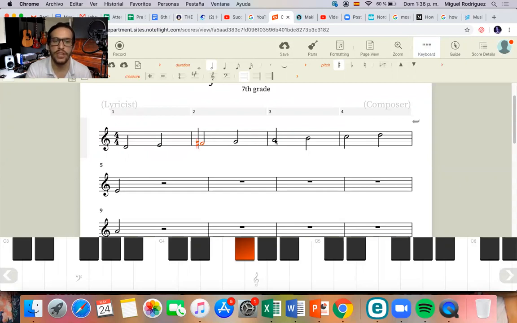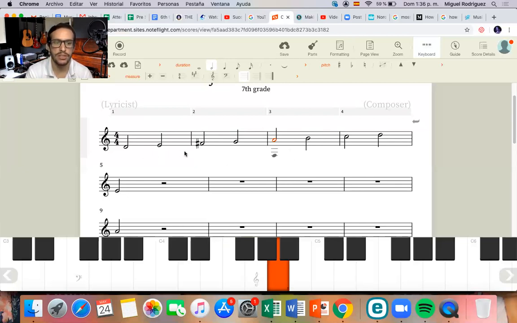Then we have from G to A, we need a whole step. And we have a whole step because there is a black key between G and A. So we leave A like that. Between A and B, we have a whole step, okay? So we don't need to do anything because we have a whole step.